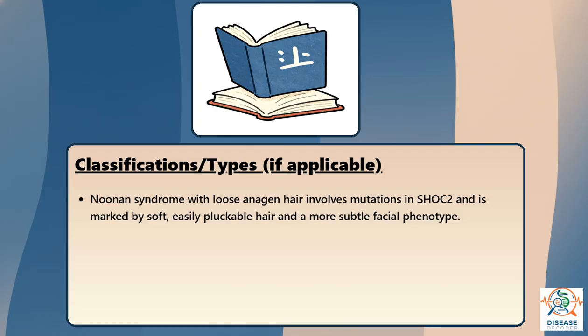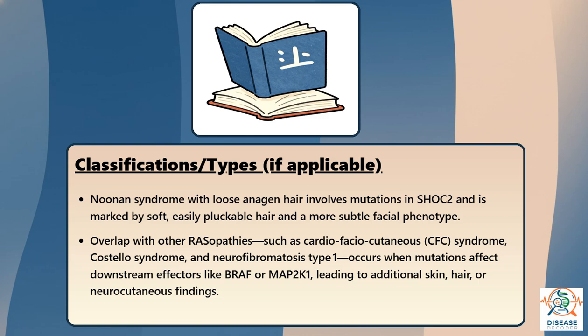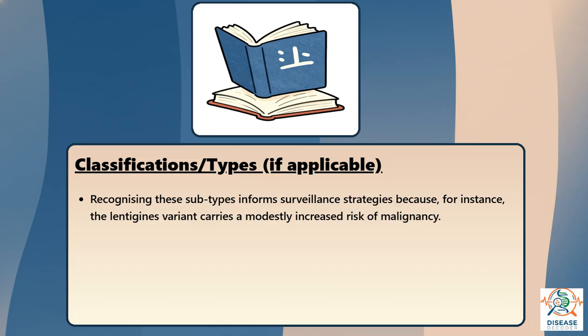Noonan syndrome with loose anagen hair involves mutations in SHOC2 and is marked by soft, easily pluckable hair and a more subtle facial phenotype. Overlap with other RASopathies such as cardiofaciocutaneous (CFC) syndrome, Costello syndrome, and neurofibromatosis type 1 occurs when mutations affect downstream effectors like BRAF or MAP2K1, leading to additional skin, hair, or neurocutaneous findings. Recognizing these subtypes informs surveillance strategies because, for instance, the lentigines variant carries a modestly increased risk of malignancy.